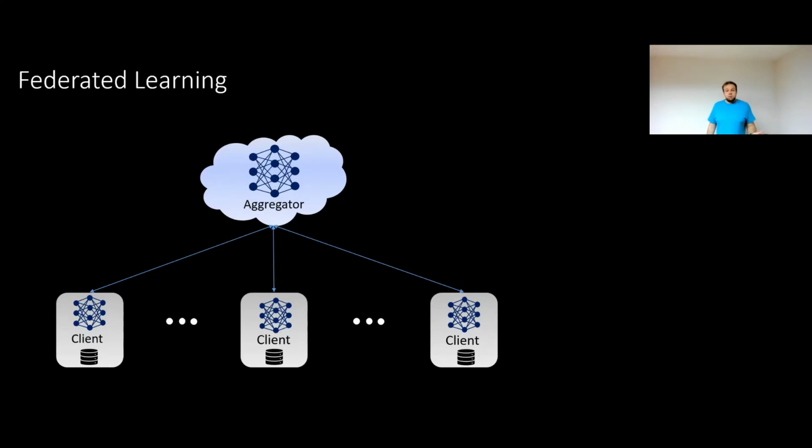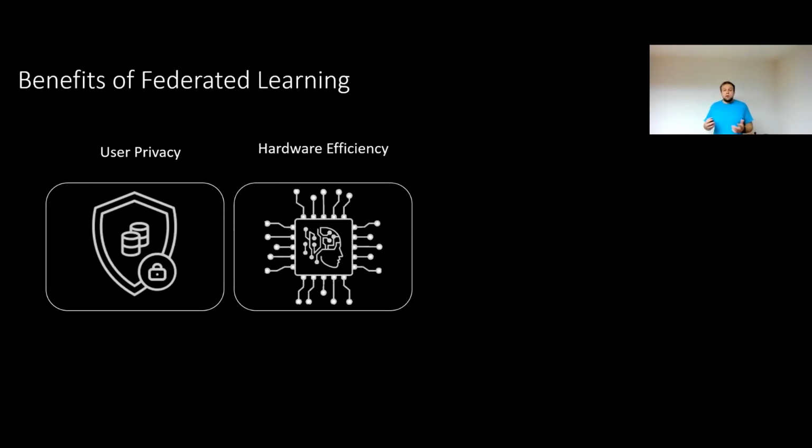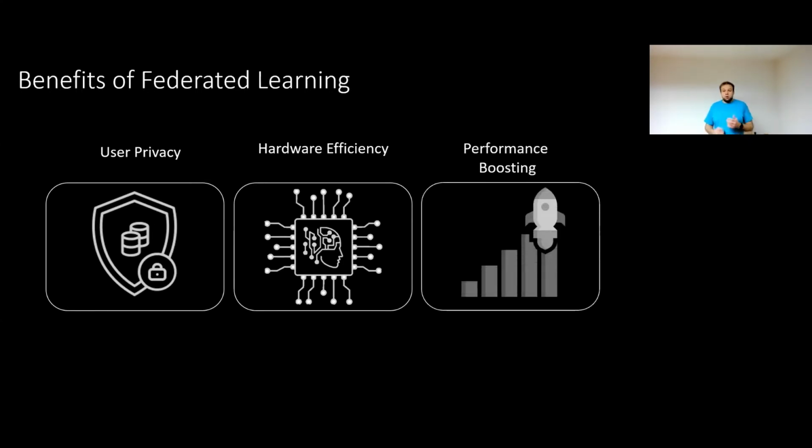This scheme has multiple benefits. First, it improves privacy, because the clients no longer need to share the training data. Second, it also provides better hardware efficiency, because the computation costs of the training are outsourced to the different clients, such that the whole training process is parallelized and the computation costs for the server are reduced. Finally, it also provides a performance boost for the resulting model, because now more data can be utilized.